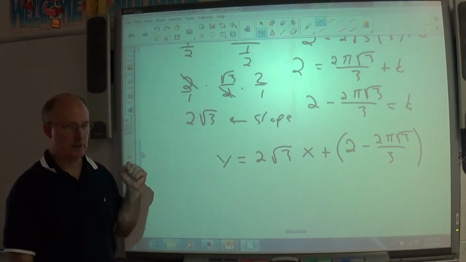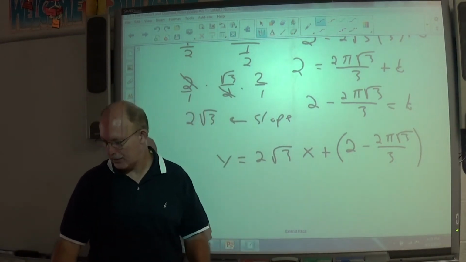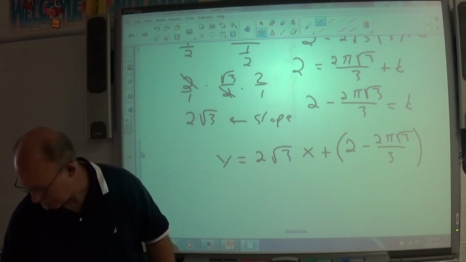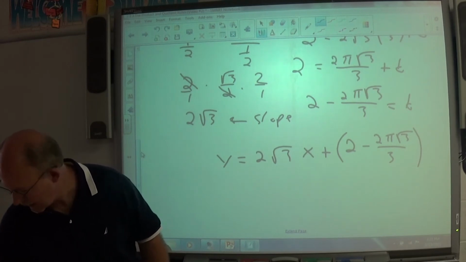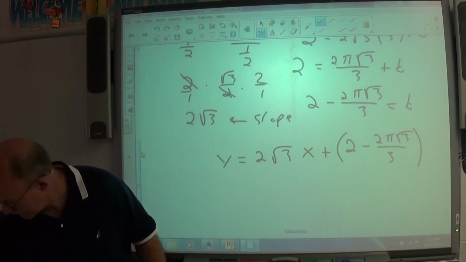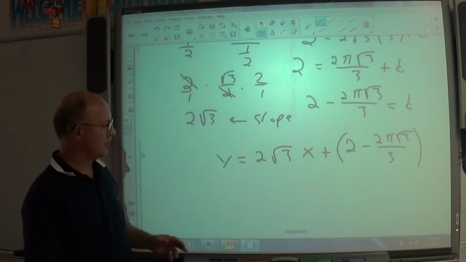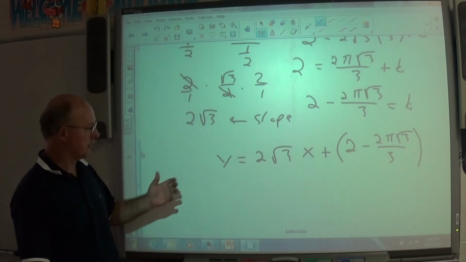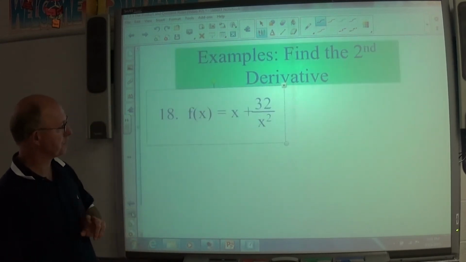Now that's our equation. Now if you have a calculator, I did this earlier, and what did I get for my slope? Well, if you have a calculator you can check it yourself, but it's just easy to put it in decimal form. Okay, let's move on though.